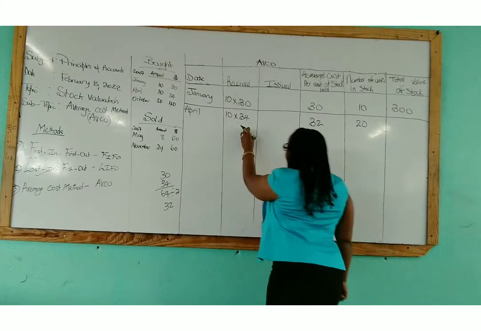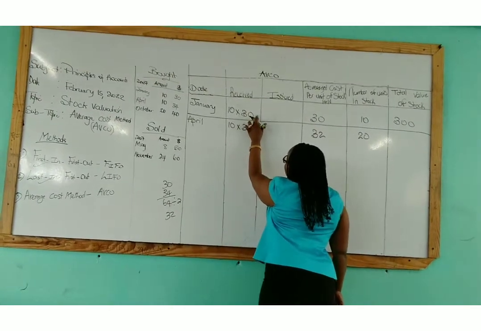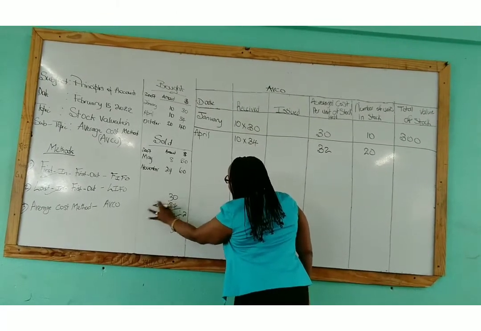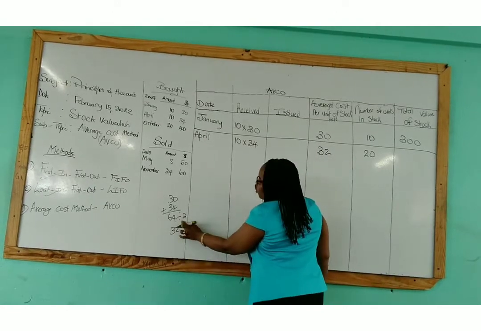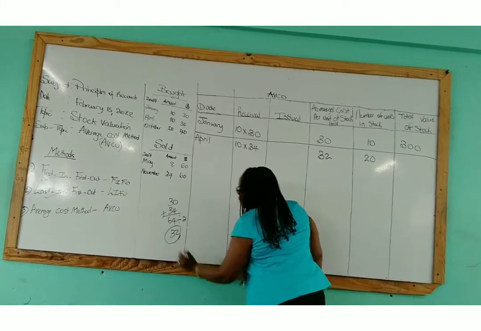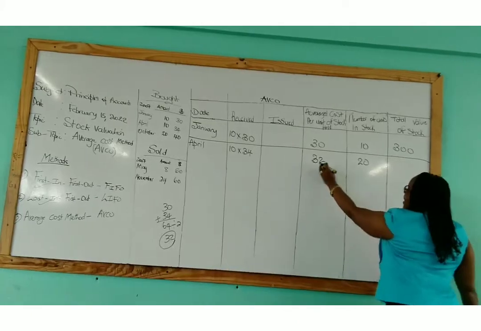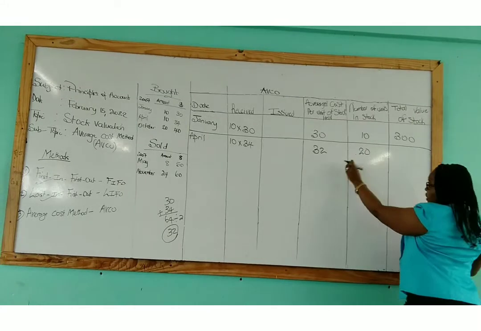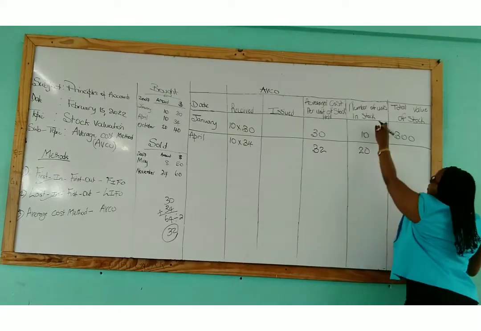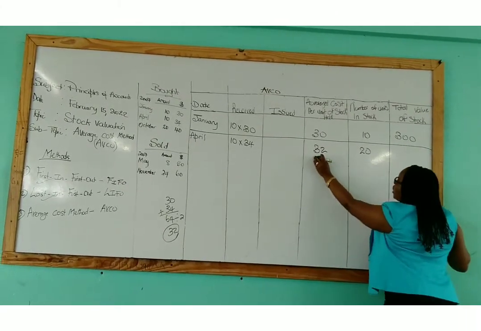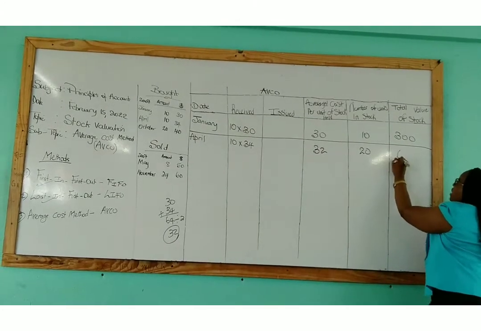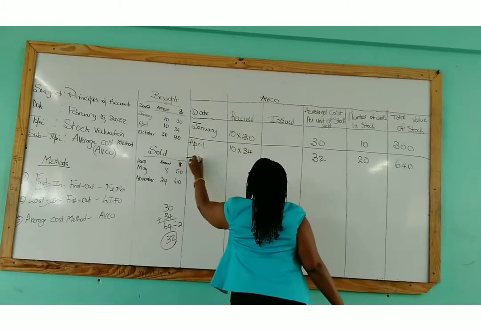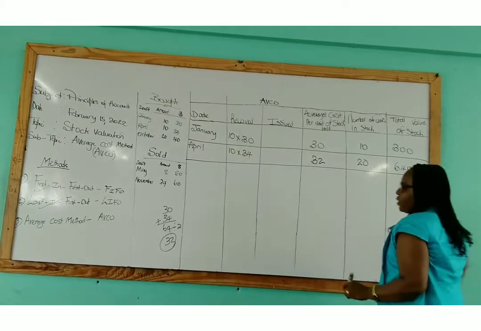Remember, you focus on the price in January and the price in April, which is 30 and 34. You add them together and you get 64. Then you divide by 2 to get the average. That's how you get the average cost per unit. It is 32. Then you multiply your average cost times your number of stock, which in this case is 32 times 20, gives you 640. And that is what happened in April. So we close off April.